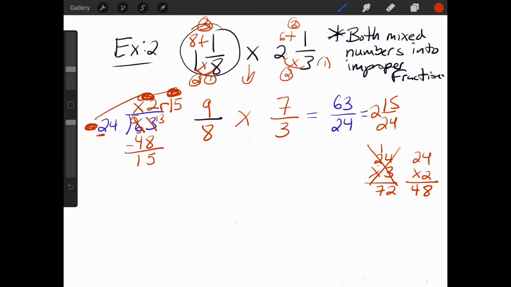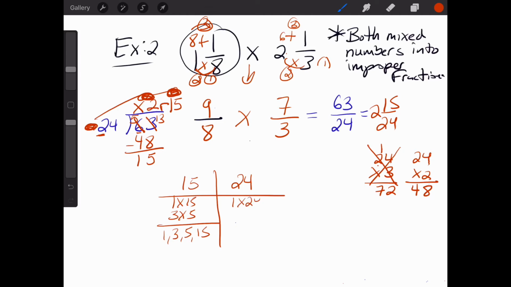Okay. Now you have to see if you need to simplify. And let's put a t-chart. Okay, 15 on this side, 24 on this side. 1 times 15, 3 times 5. We have a 1, a 3, a 5, and a 15. 1 times 24, 2 times 12, 3 times 8, 4 times 6. It has a lot of factors. So 1, 2, 3, 4, 6, 8, 12, and 24.